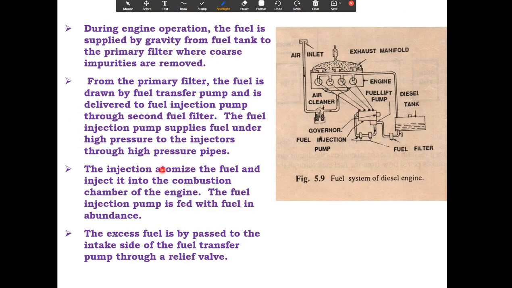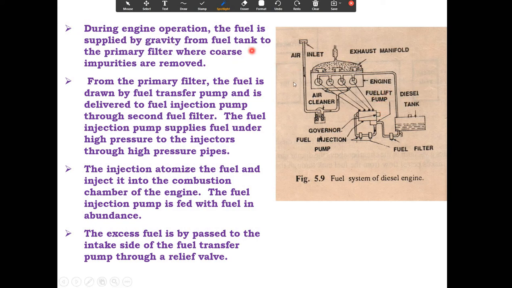Now during the engine operation, you can see the fuel system of the diesel engine. There is the inlet, then the exhaust manifold. You can see here, and this is the governor, which is also provided to vary the speed and to control the fuel supply. Then fuel injection pump, fuel lift pump, and diesel tank.